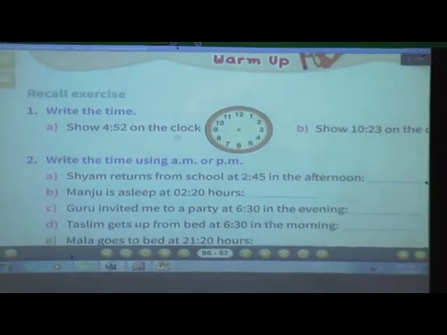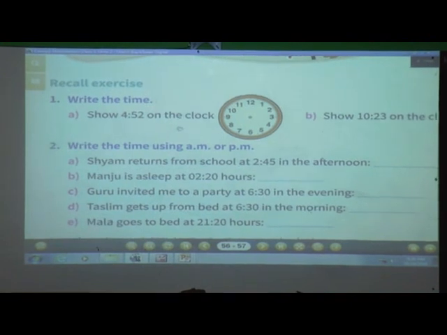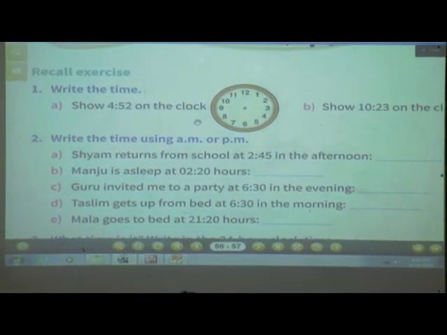So students, today we are going to study about time. Open your textbook, lesson number 4, page number 56, Time. Here they have given us some questions. We have to solve them. Now tell me students.